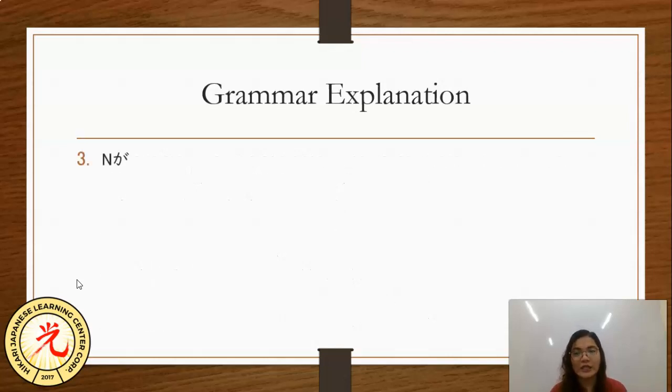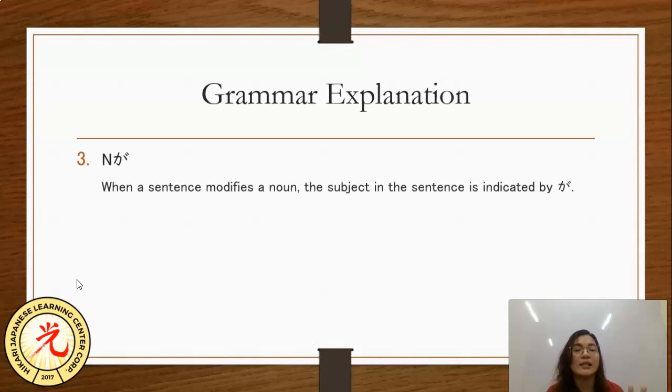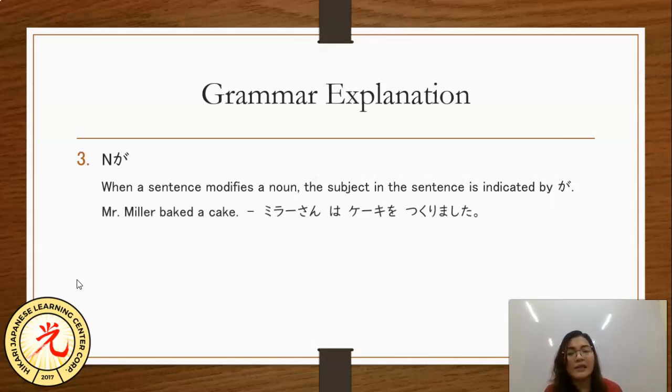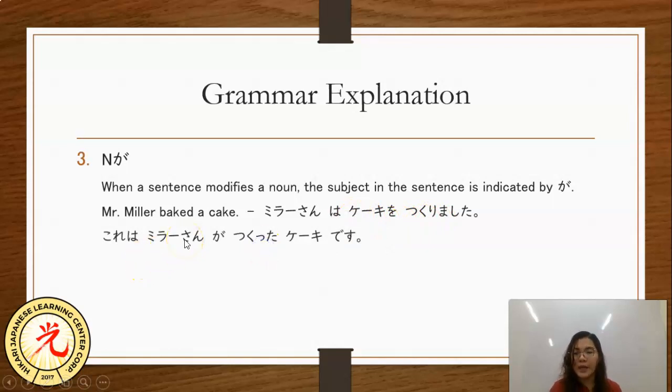Okay? Okay, next is the noun ga. When a sentence modifies a noun, the subject in the sentence is indicated by ga. So, using the noun or the modified noun, yung subject natin ay ginagawa natin particle ga. For example, Mr. Miller baked a cake. Mira-san wa keki o tsukurimashita. Okay, so this is just a normal. So when modifying it, gagawin natin, Mira-san ga tsukutta keki. So we can make it kore wa Mira-san ga tsukutta keki desu.